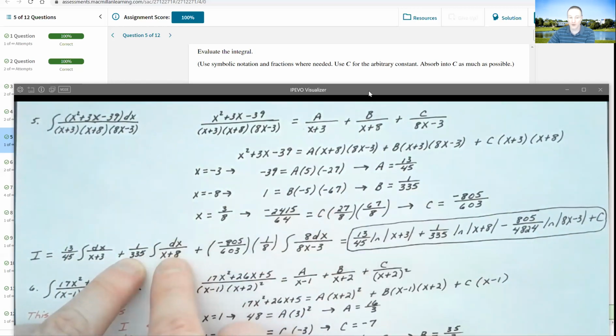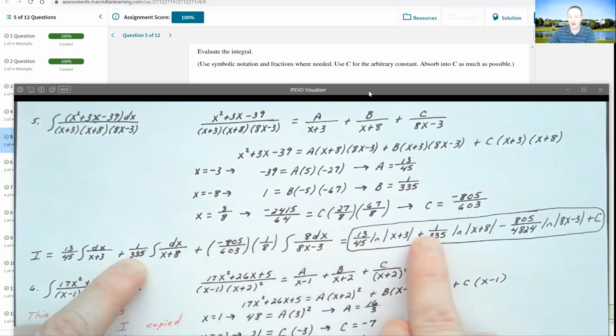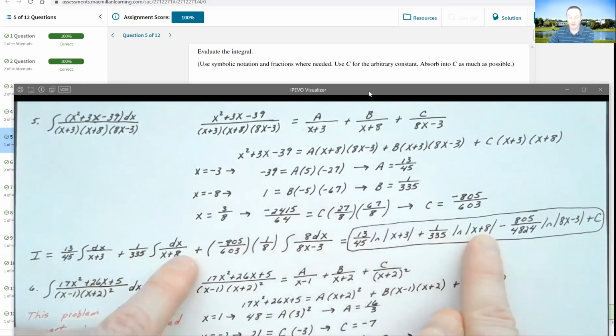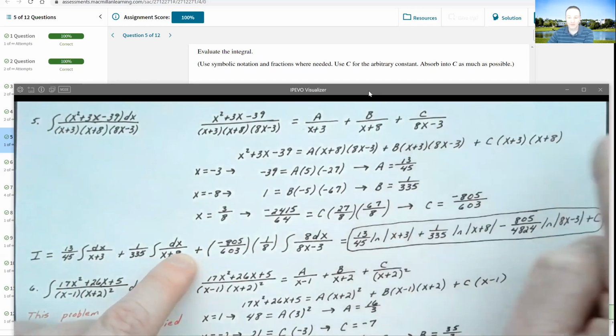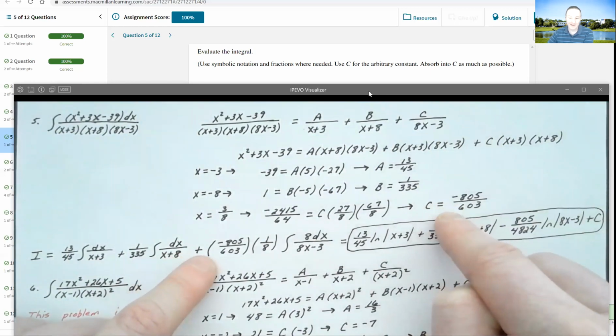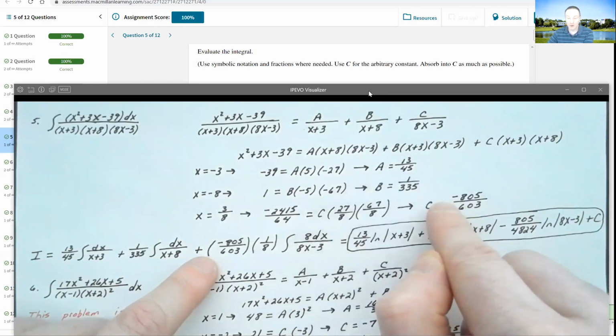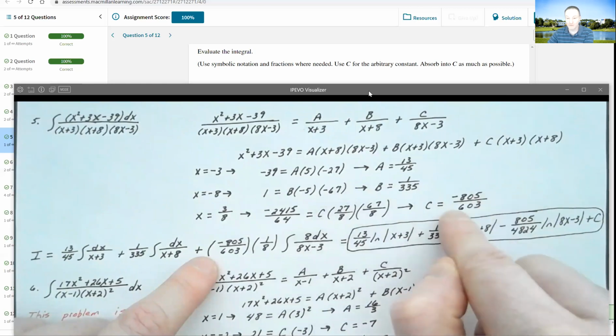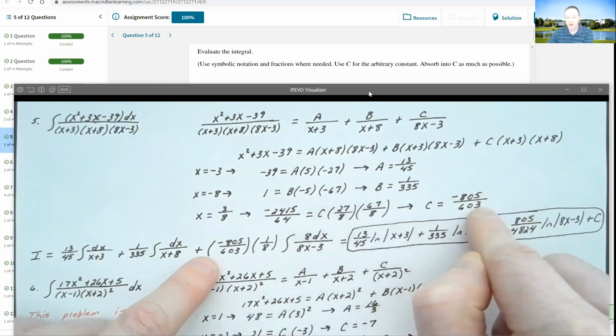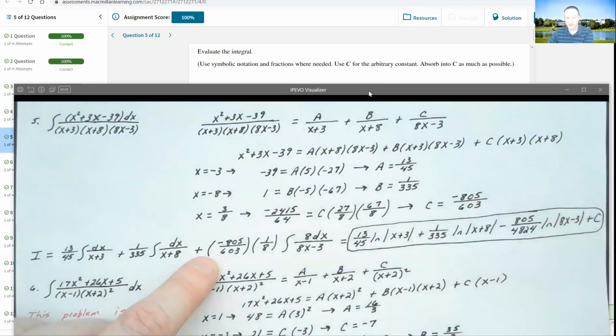1 over x plus 8, derivative of the denominator is in the numerator. So I can say that's going to be 1 over 335 natural log of the absolute value of that denominator. Then my last term, it was not as simple, had to be careful here. So again, I know that this would have been plus C, which is a negative 805 over 63, and then I would have the 1 over 8x minus 3 integrated with respect to x.